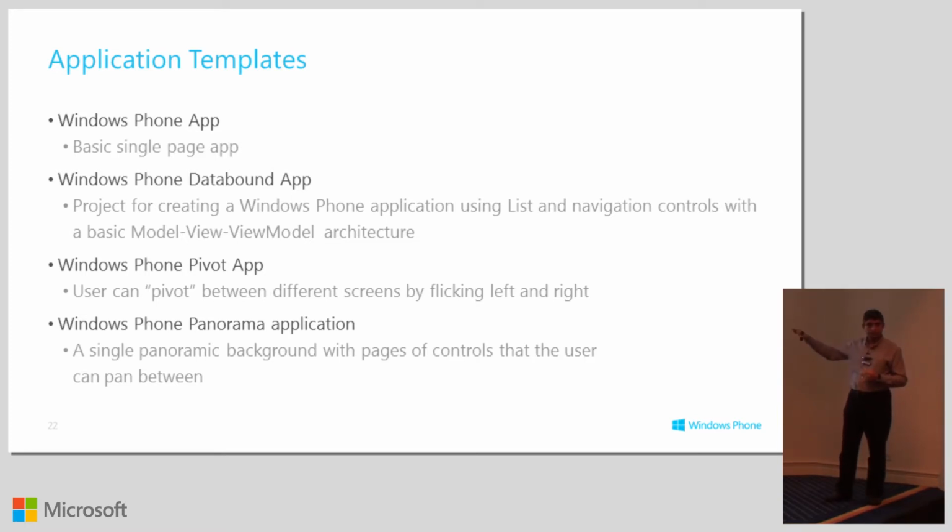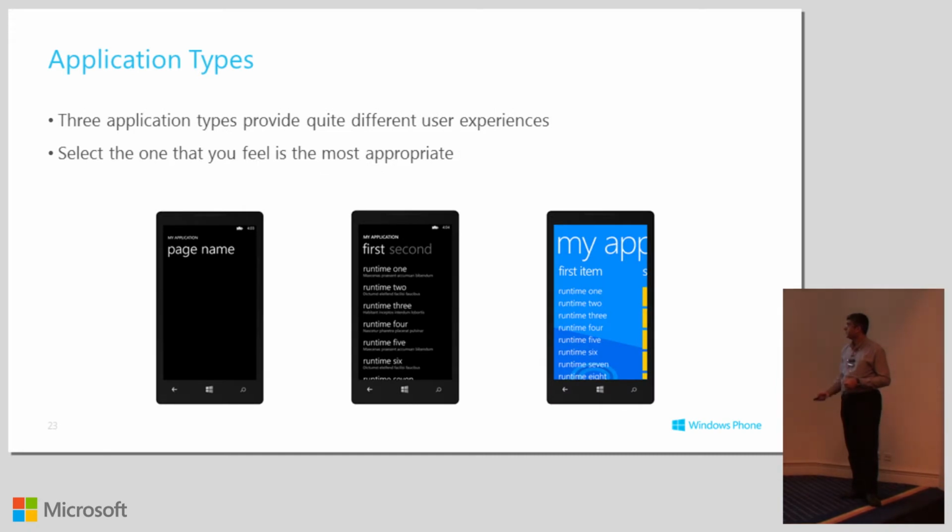Then you have the pivot application. If you remember the previous screen where we had the pivot of the recipes, it's a multi-page kind of control which allows you to pan from left to right on different views. And then you have the panorama. Panorama is like a huge view, which allows you to scroll. Many of the application hubs that you see in Windows Phone use the panorama style interface. So here you have the single page, the pivot control and the panorama style.